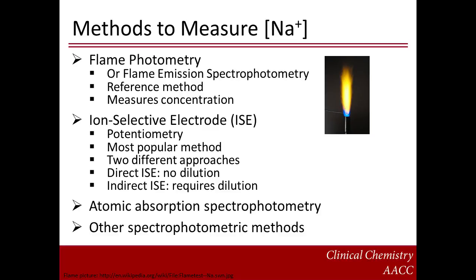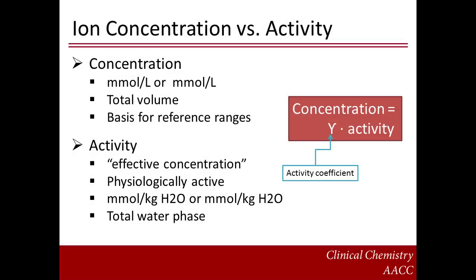Ion-selective electrodes are the most commonly used method in the clinical laboratory. It is based on potentiometry electrochemistry methodology. There are two different approaches to using ISE, namely direct and indirect ISE. Direct ISE analyzes the sample directly without modification, while indirect ISE requires sample dilution before analysis.